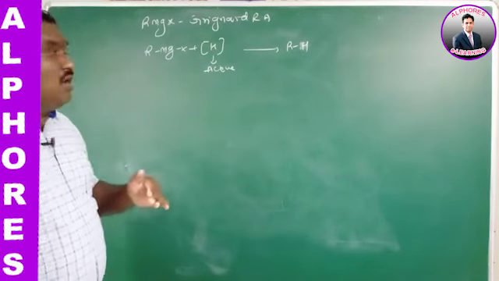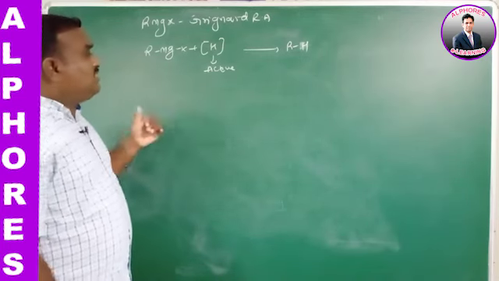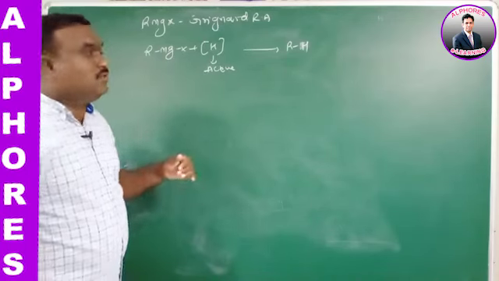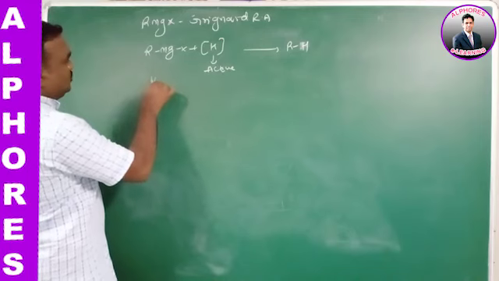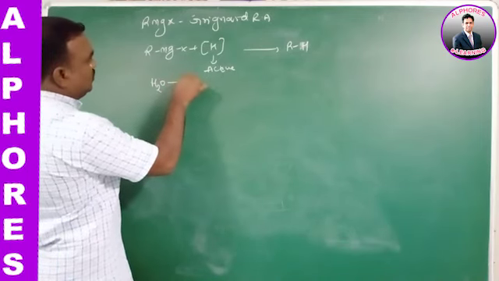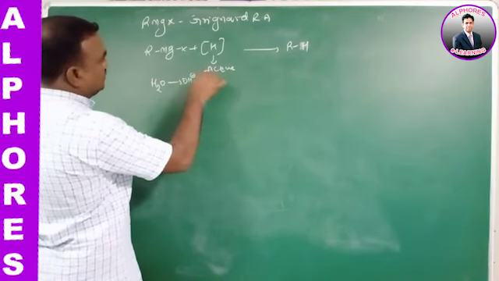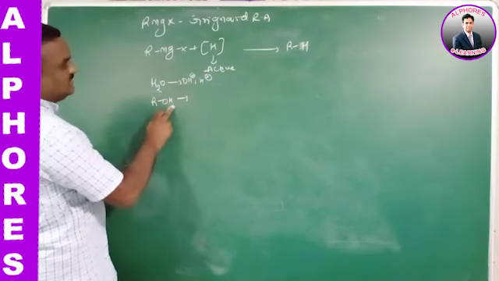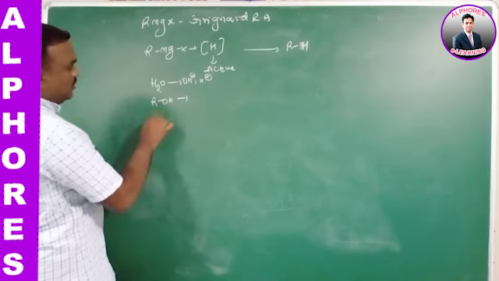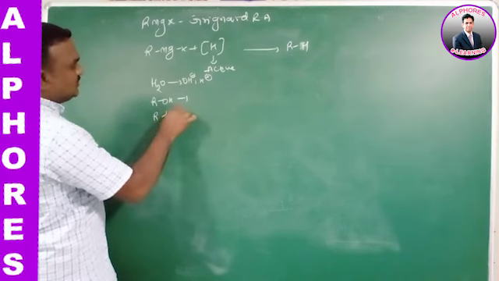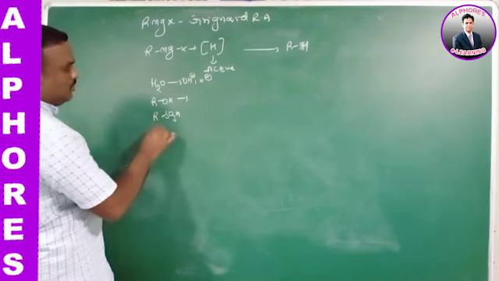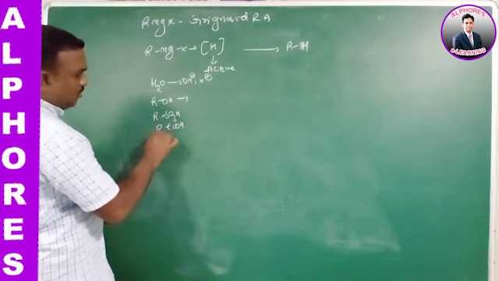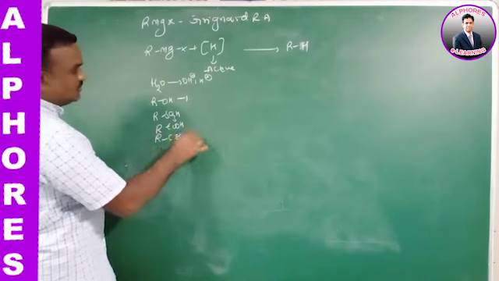Then how to identify whether the given reagent is carrying active hydrogen or acidic hydrogen? For example, H2O is given: H2O means OH minus, H plus. For example, ROH is given: RO minus, H plus. Or SO3H is given: H plus. Or COOH is given: H plus. Or C triple bond CH is given: H plus.